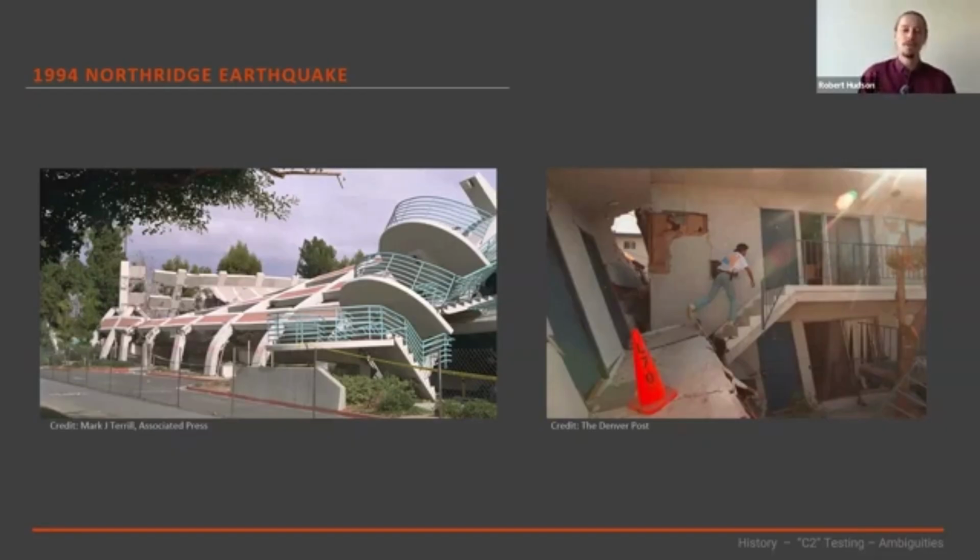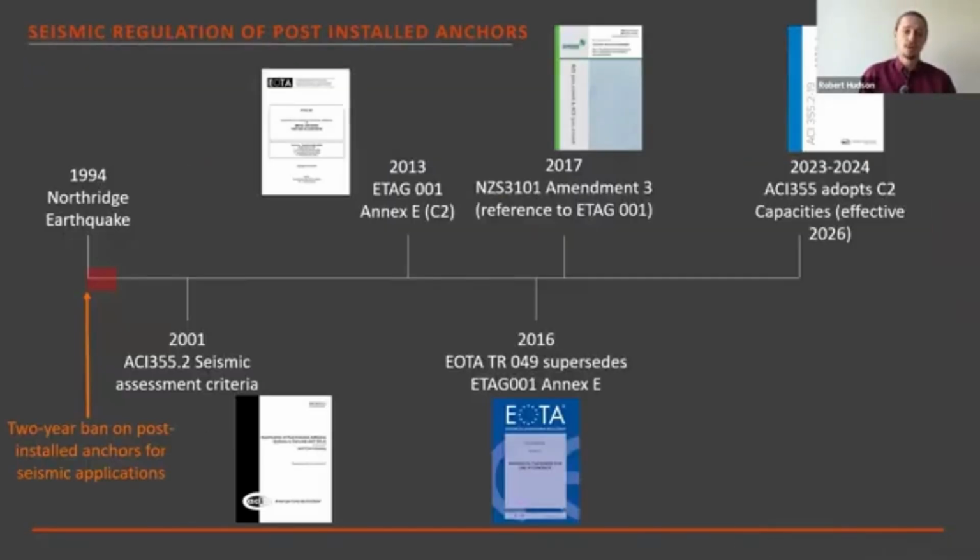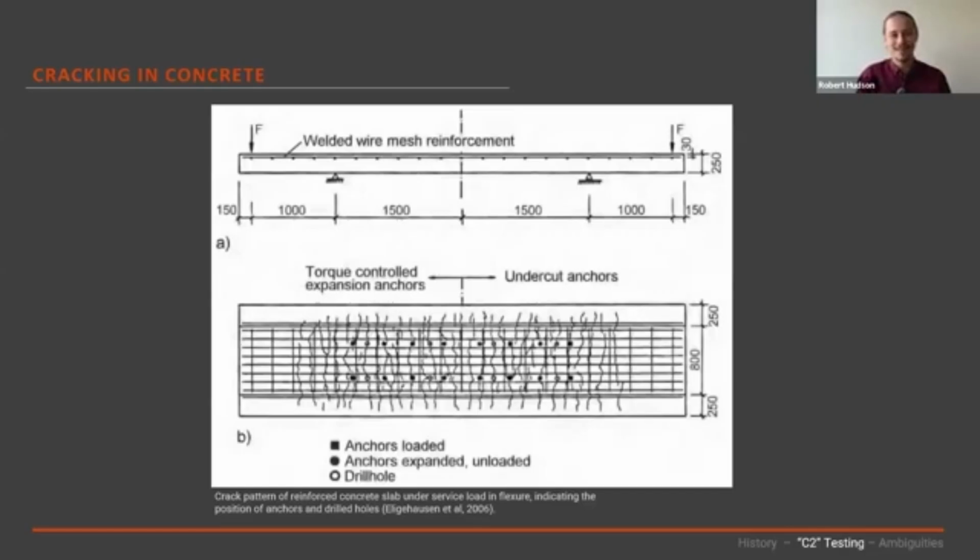And as a result, there were pretty widespread failures of anchors among many other things, which is to some degree understandable in an event this size. But the anchors were really a highlight, or at least one of the highlights that came out of this earthquake in terms of learnings. So much so that actually the US banned post-installed anchors completely in seismic applications for the best part of 2 years.